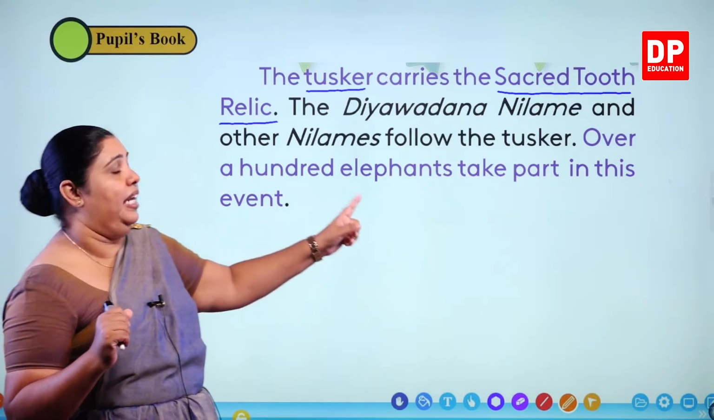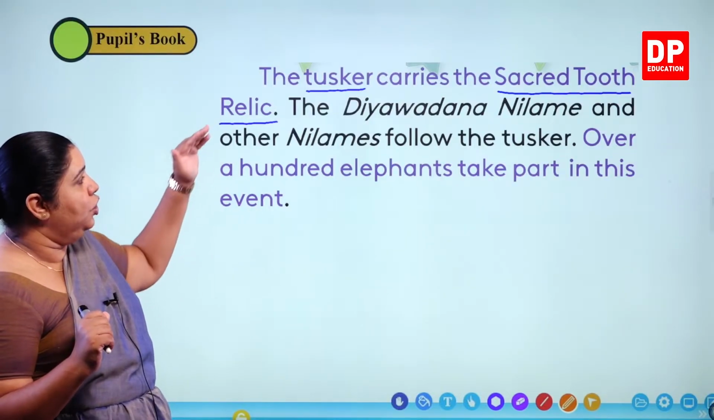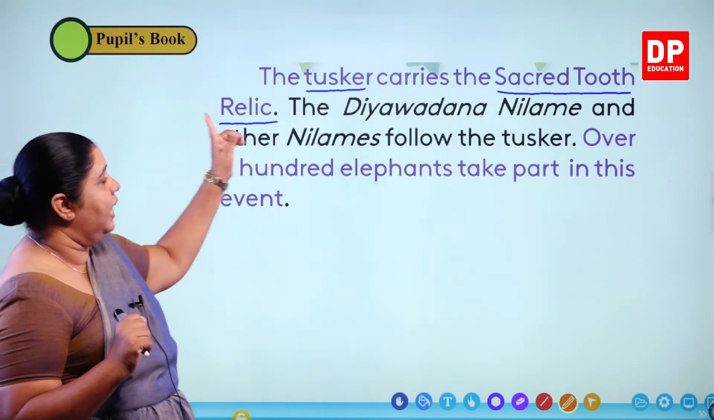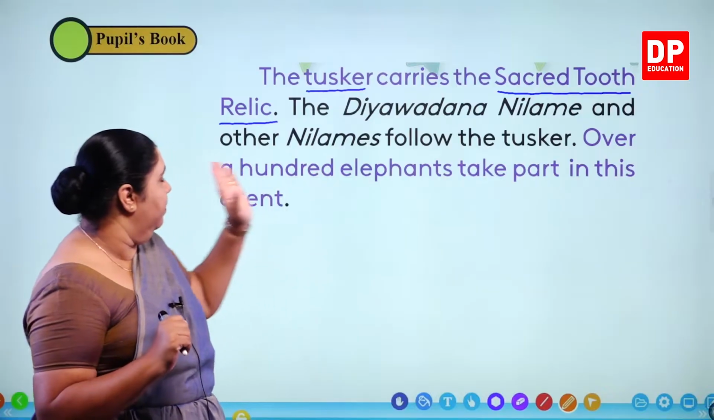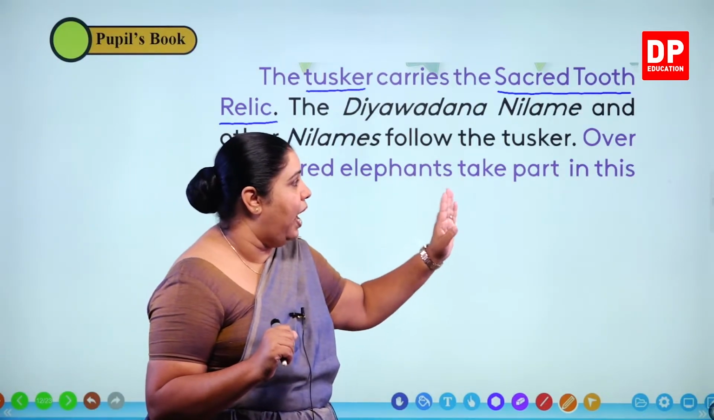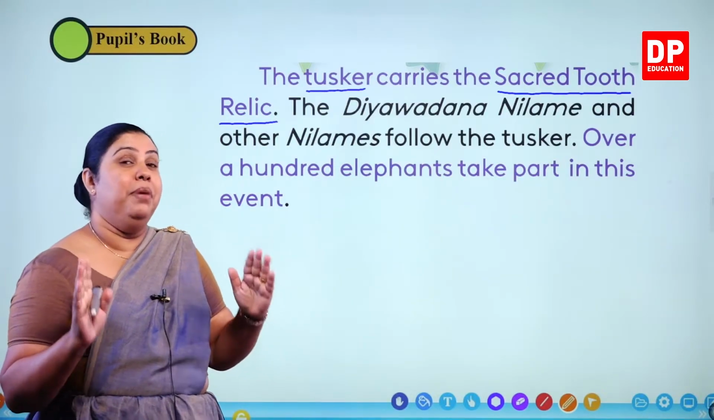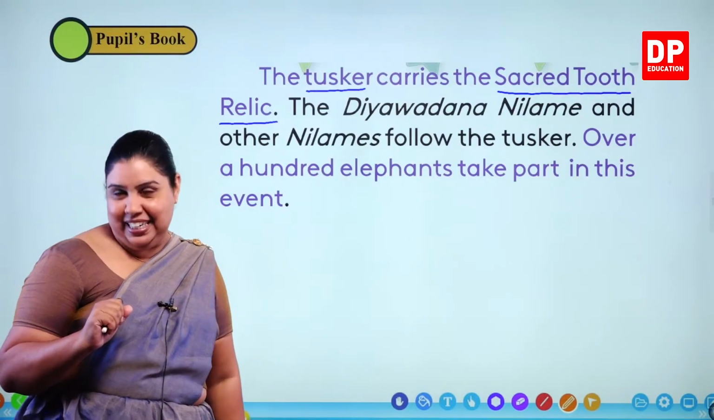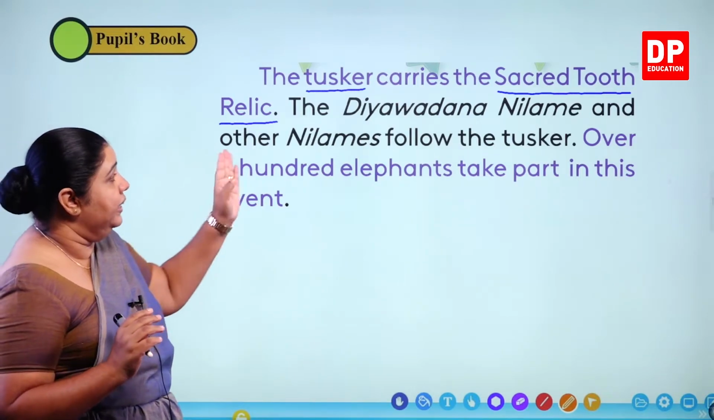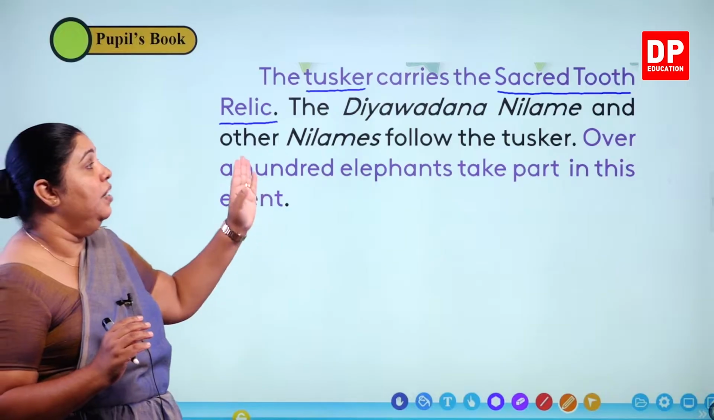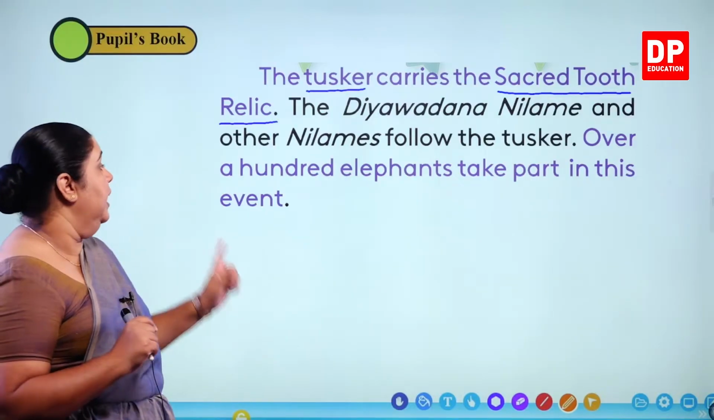Over 100 elephants take part in this event. Now can you see there are two purple color sentences here. The tusker carries the sacred tooth relic. Then we have over 100 elephants take part in this event. Remember those purple sentences. We are going to make questions for these purple color sentences, right? Okay. Now once again, the tusker carries the sacred tooth relic. The Diyavadana Nilame and other Nilames follow the tusker. Over 100 elephants take part in this event, right?